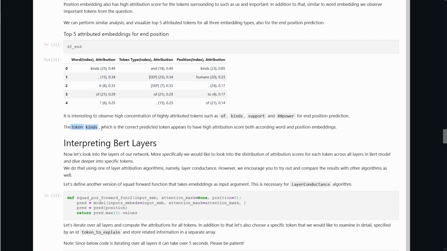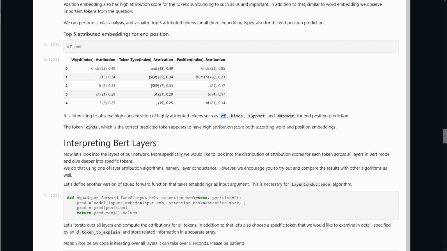So it says the token "kinds", which is the correct predicted token, appears to have a high attribution score according to both the word and the position embedding. So the word "kinds" and the position embedding. Beautiful, that's it. But then they tell you it's interesting to observe a high concentration of highly attributed tokens such as "of".